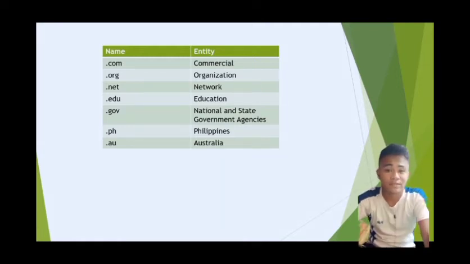First, we have .com, which stands for commercial. Next, we have .org, which stands for organization. Next, we have .net, which stands for network.